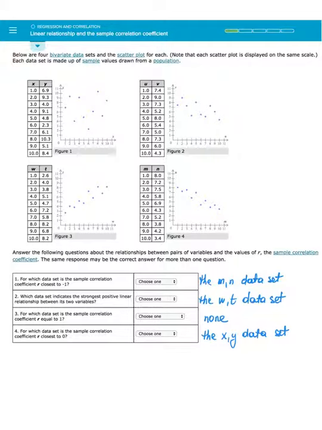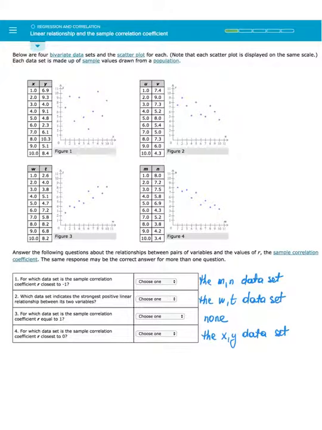Part 2. Which data set indicates the strongest positive linear relationship between its 2 variables? When we look at our scatter plots again, I see that the only one that clearly has a positive linear relationship is in figure 3. I guess it's the strongest one because the other ones don't indicate a positive linear relationship at all. So I'm going to choose the WT data set for this option.